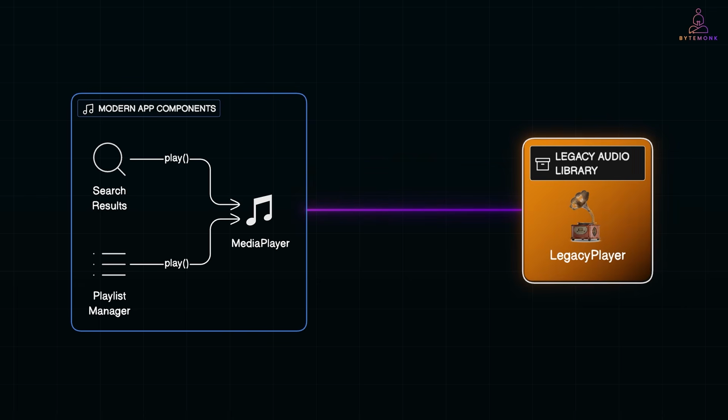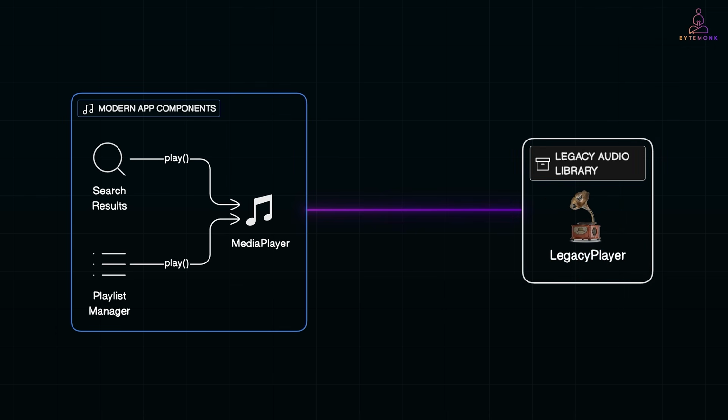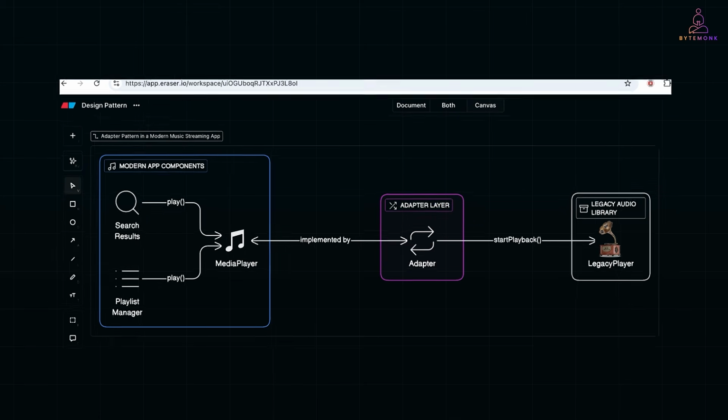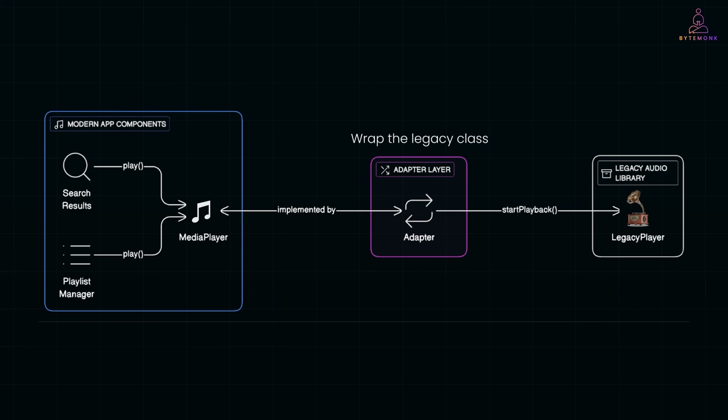You can't change the old library. It's already compiled, possibly used by other teams, or poorly documented. And you don't want to go into your clean app and change every place that expects MediaPlayer just to accommodate this one legacy class. And that's where the adapter pattern comes in. It lets you wrap the legacy class in an adapter that implements your app's expected interface. So you don't have to touch the existing code or violate your clean architecture.